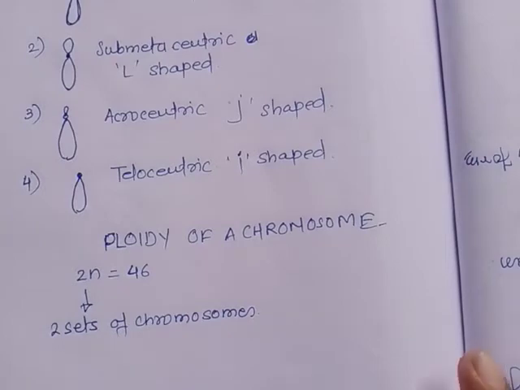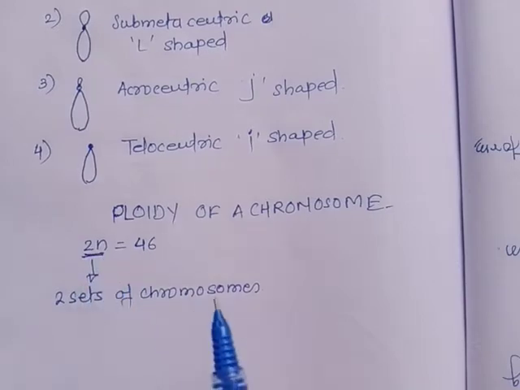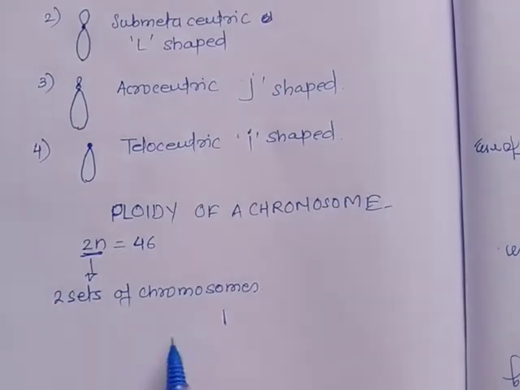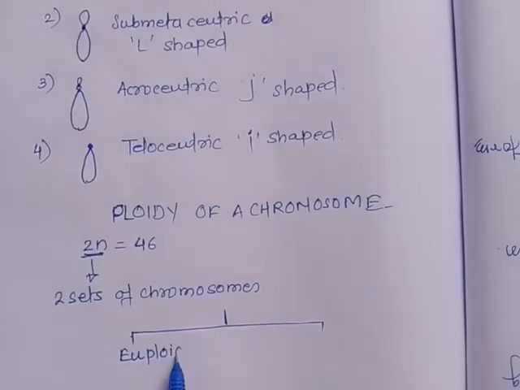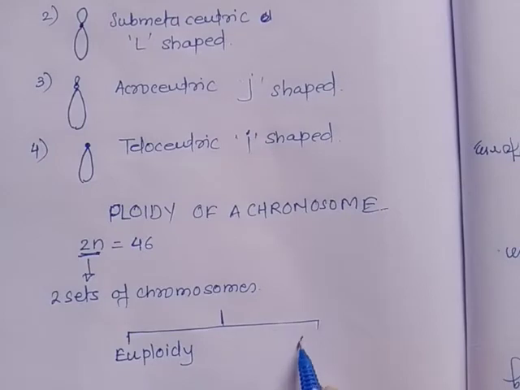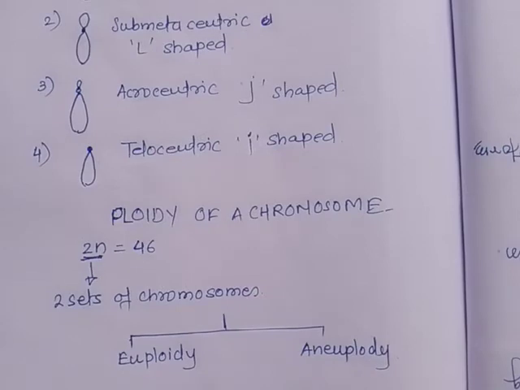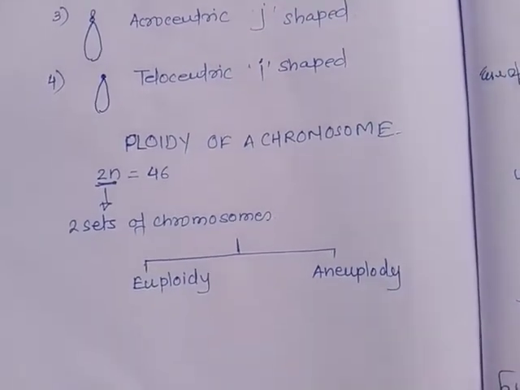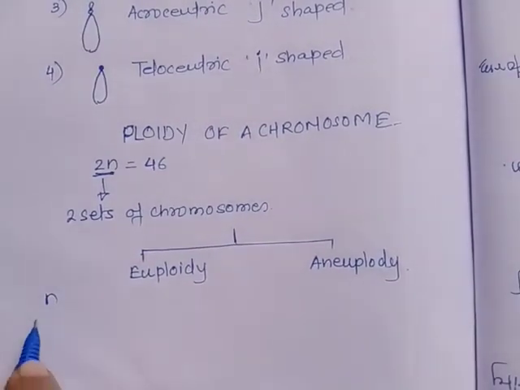Present in a particular living organism, and such an organism is called a diploid. So ploidy can be divided into two types: euploidy and aneuploidy. If the complete set of chromosomes is present, then we call it a euploid, and there can be haploid, diploid.